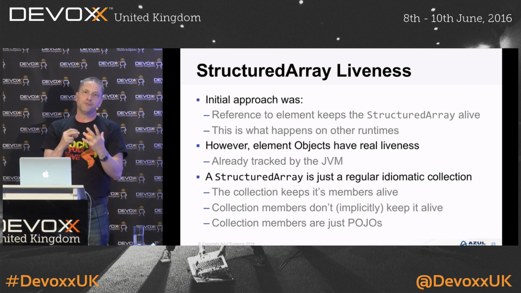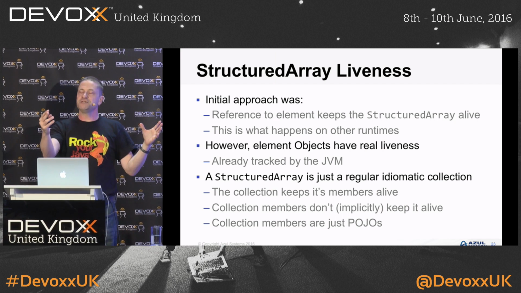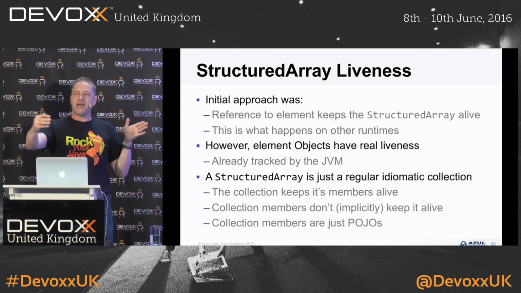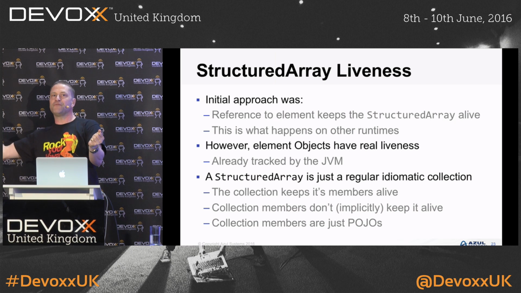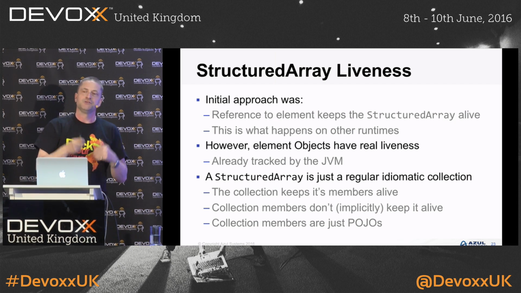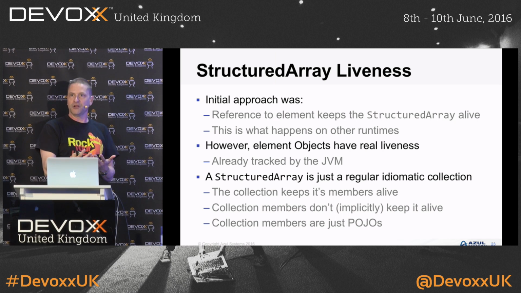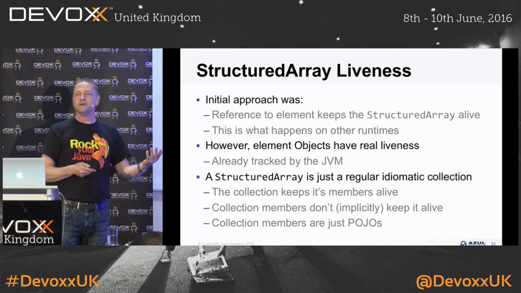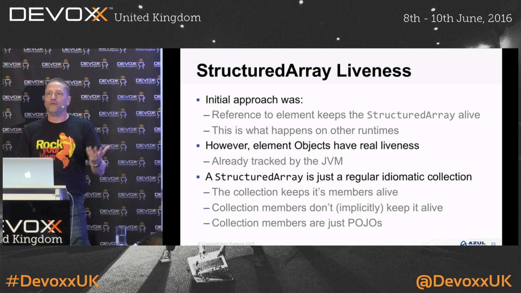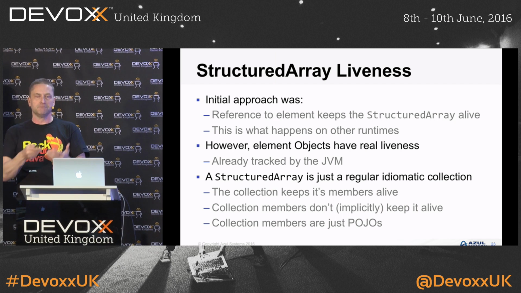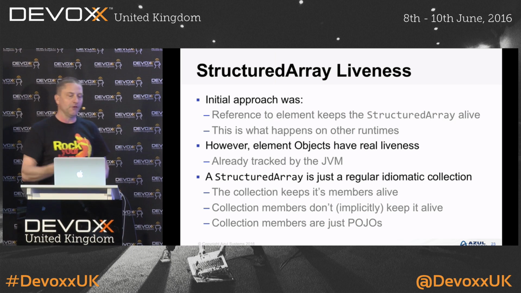So at that point, the garbage collector could say, there are no references to the structured array, so that can be garbage collected. There are no references to any of the objects referenced by that structured array, except for that one that you've got a reference to from over here. All of those other objects can be garbage collected. So it works in exactly the same way as any other collection works. And you can think of the collection as a collection of plain old Java objects. So it's regular Java objects on the heap.